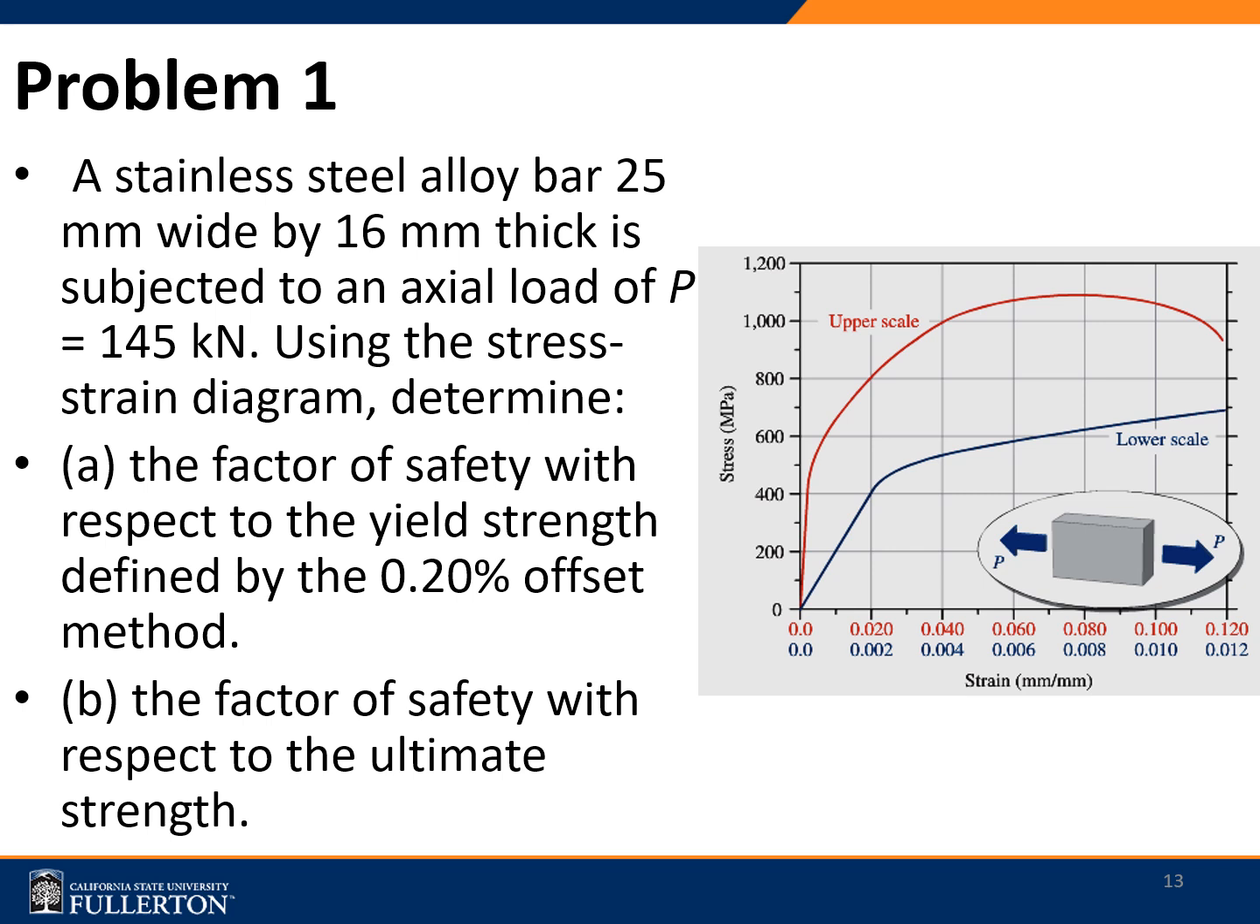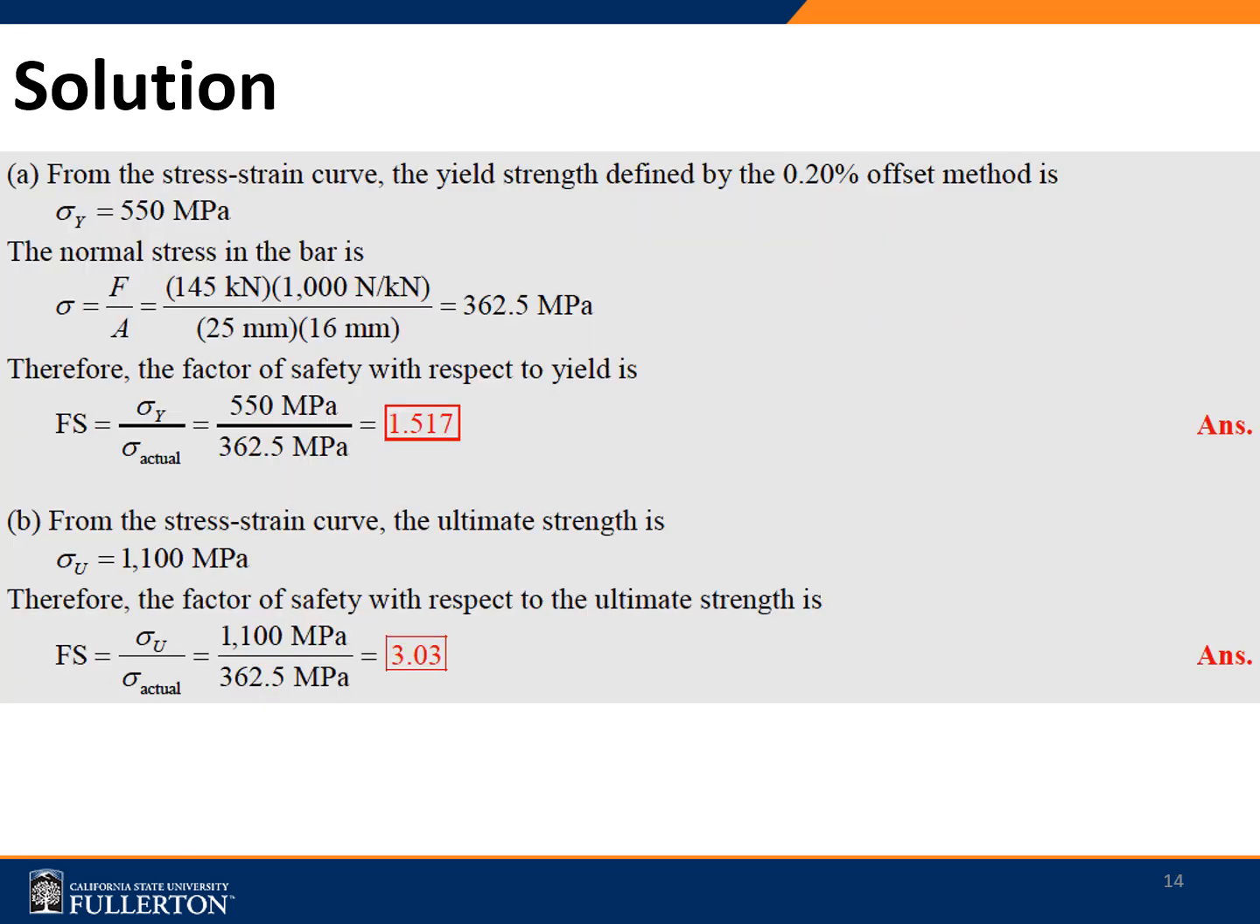So we are asked to determine two different factors of safety here, one with respect to the yield strength and the other one with respect to the ultimate tensile strength. So we are given the conditions, the yield strength as well as the ultimate tensile strength. From the figure, by using the 0.2% offset method, we can determine the yield stress as 550 megapascal.